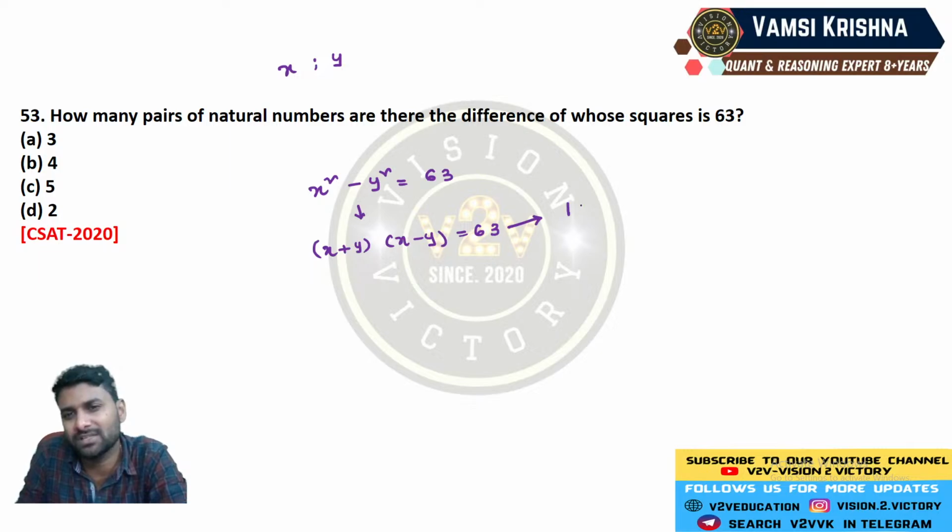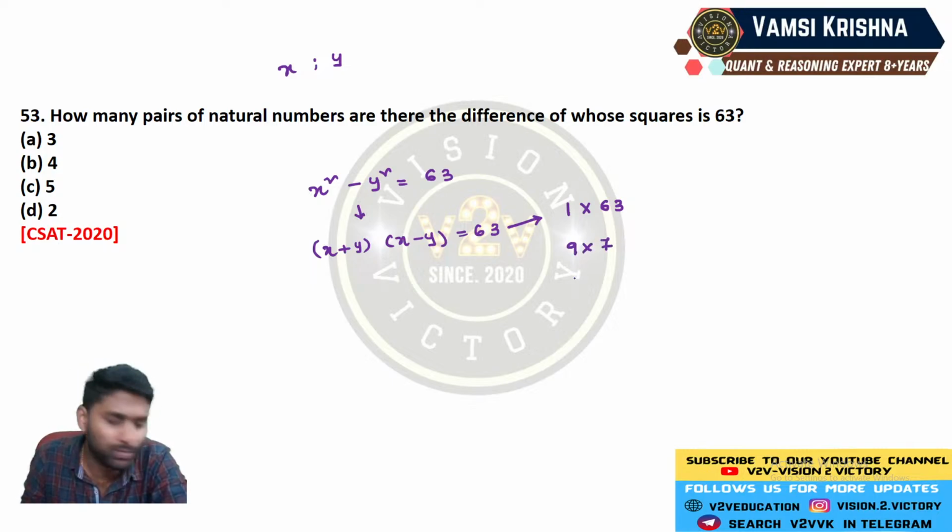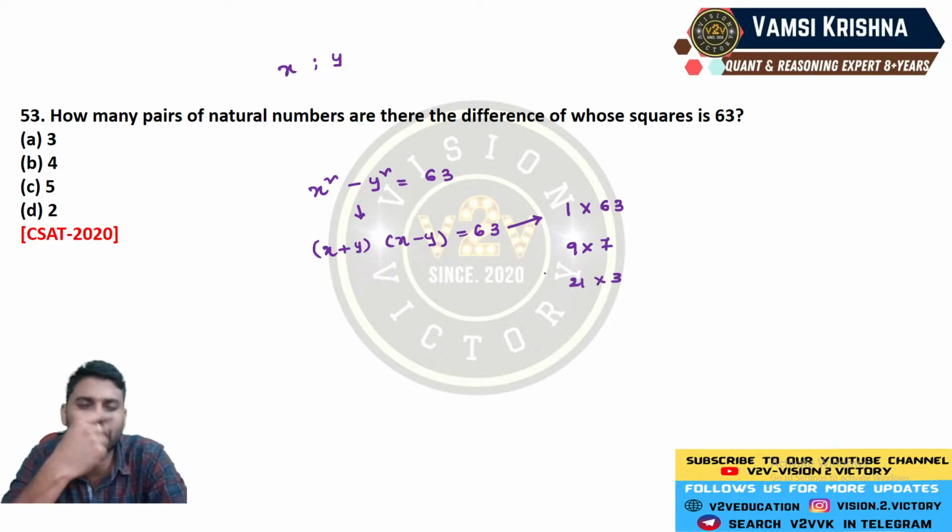Now the product of two factors means 1 and 63. That's one factor pair. Next one is 9 and 7. And the next product of factors is 21 into 3. You already know that x plus y is always greater than x minus y. Now try to find the possible values of x and y. Just verify in this way.